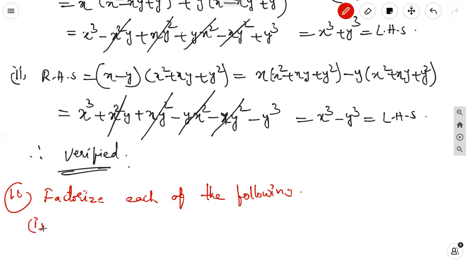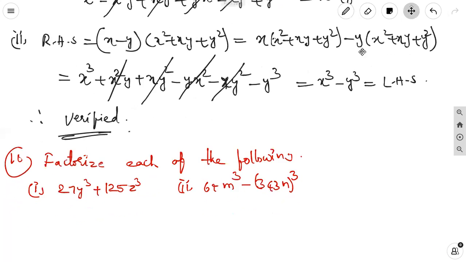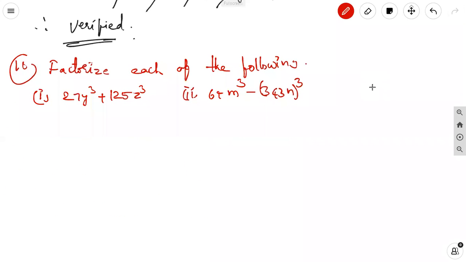The first one is 27y cube plus 125z cube. The second one is 64m cube minus 343n cube. See here, just observe it. These two are based on the above verified formulas only. What are the verified formulas? Just recall them again, and take those verified relations as formulas.